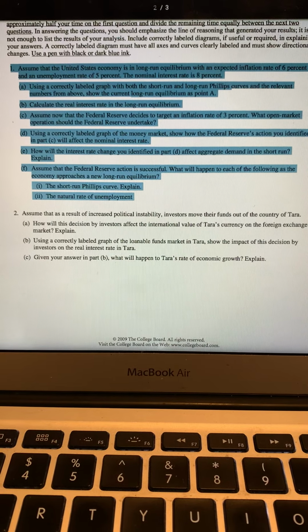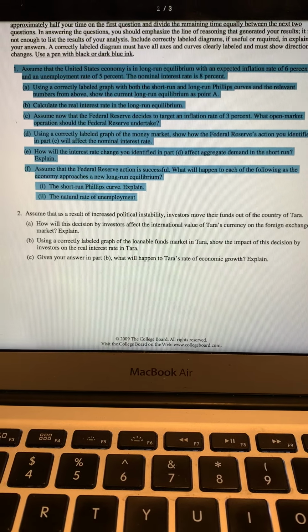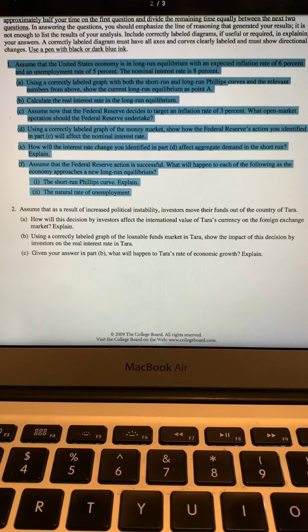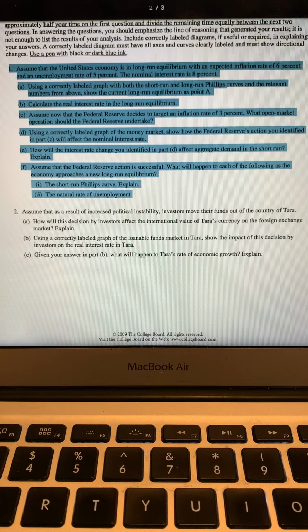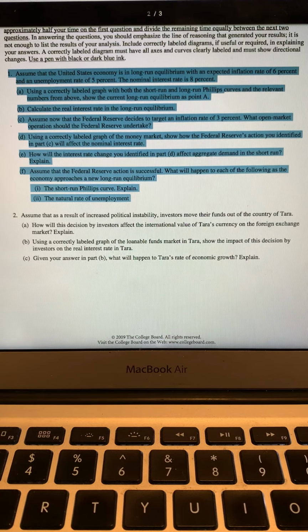This question's from 2009, Macroeconomics, FRQ 1. The question is in the YouTube channel. It's what I assigned. I want to go over the answers right now, so please make sure you read the question because we're going to go right into it.